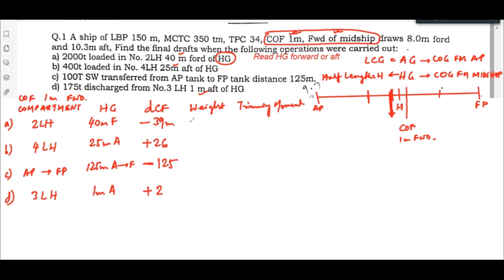Now weight based on loading and discharging, we'll just keep on adding that. So loaded, so plus 2000. Loaded again plus 400. Shifting में कुछ change नहीं होगा ना सर, but sign तो लगाएंगे. Just put 100. And 175 discharge, so minus 175. Trimming moment total कर लो. No, but this will give me a trimming moment, na? It gives me a straightforward trimming moment 12500.